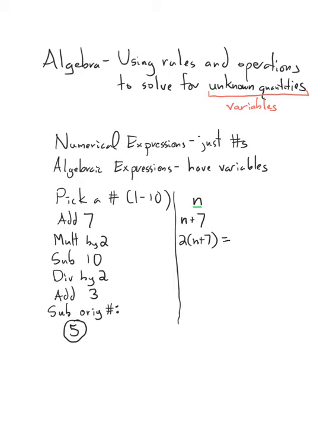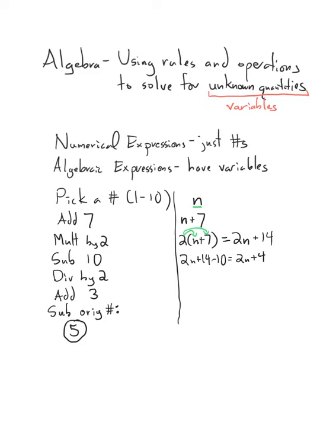And if we simplify this, let's expand across. 2 times n is 2n. 2 times 7 is 14. So we get the expression 2n plus 14. We keep going. We're going to subtract 10. So we get 2n plus 14 minus 10 is 2n plus 4.